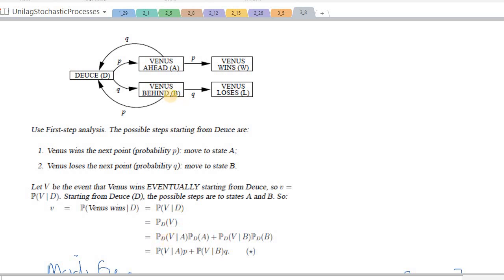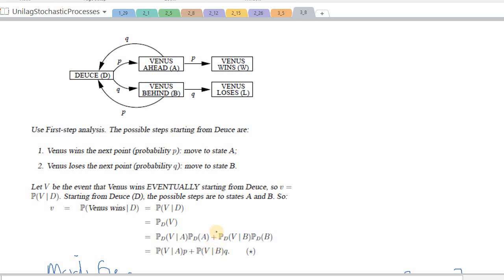The reason that the D is removed is that once Venus moves ahead, it doesn't matter where she came from. It only matters that she is in the ahead state. So this P(V | D, A) actually doesn't depend on the fact that Venus came from D. It's the same as the probability that Venus wins given that Venus is ahead. Similarly, this P(V | D, B) doesn't depend on the fact that Venus moved from D. It only depends on the fact that Venus is now in state B. So we can write this equation.